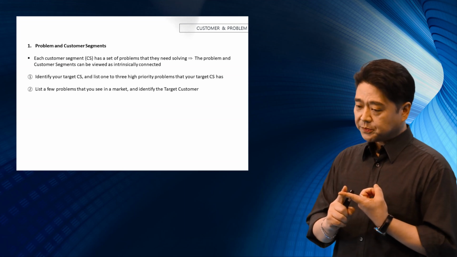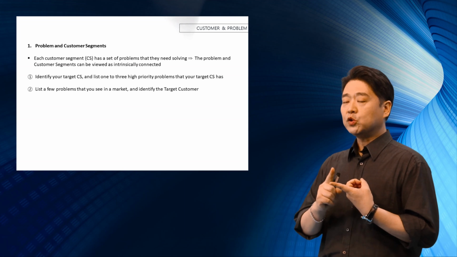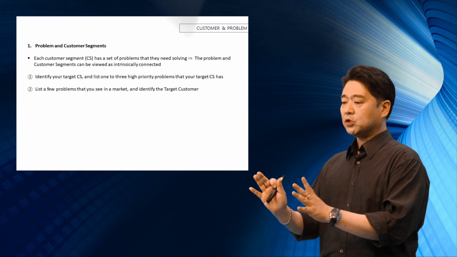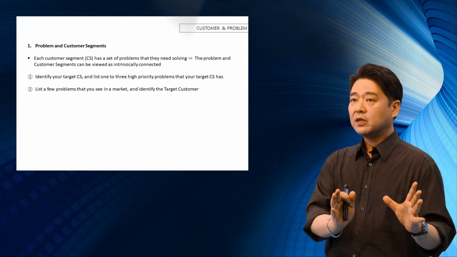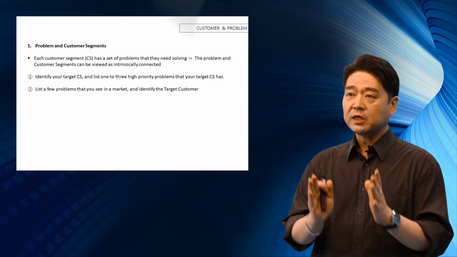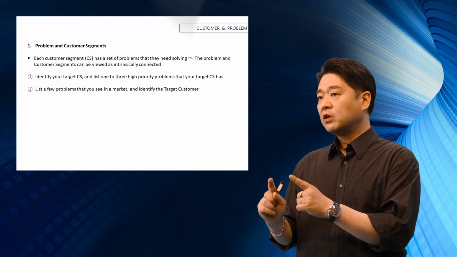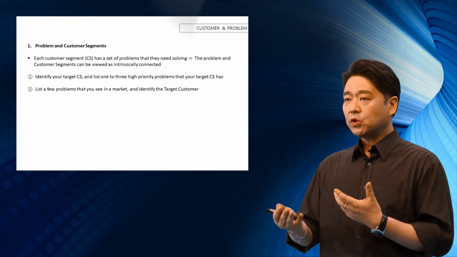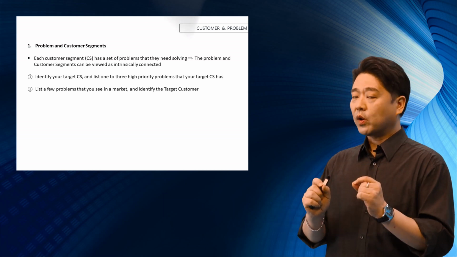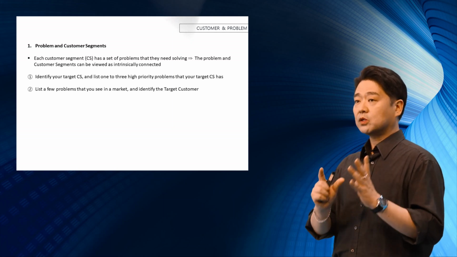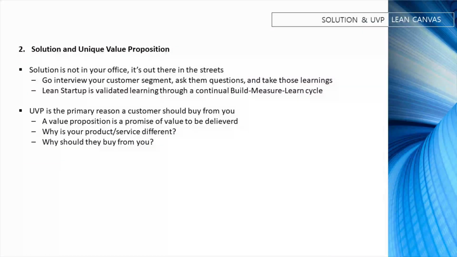The reason for that is each customer segment has a unique set of problems. So just because you see a problem in a market, you cannot just apply that to any customer segment. If you're talking about one specific customer segment, they have a unique set of problems as well. So either you identify your target customer segment first and then list a few high priority problems, or you list the problems first and then identify the target customer that is most closely related. Once you do that, you need to find the solution.